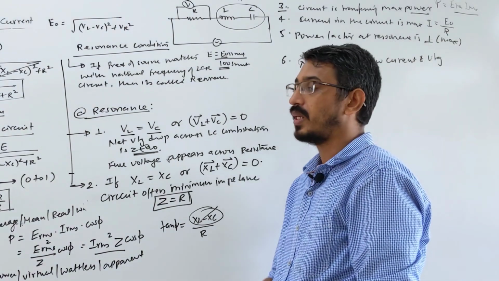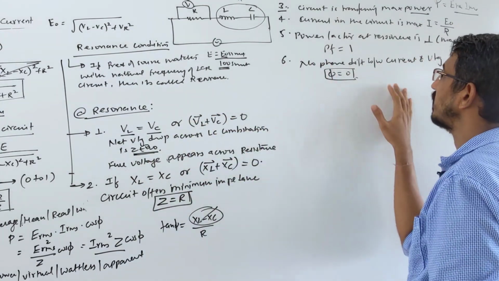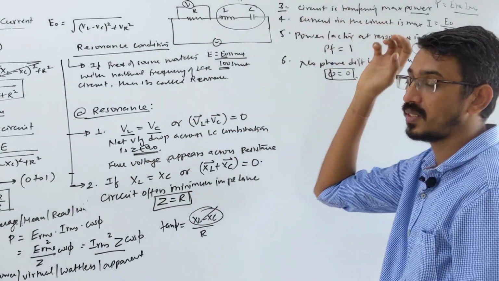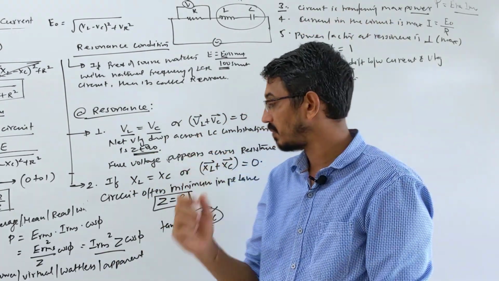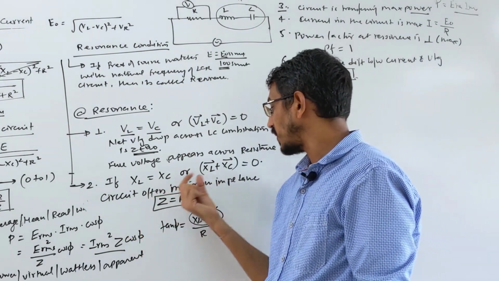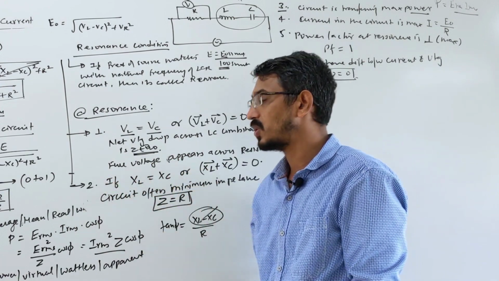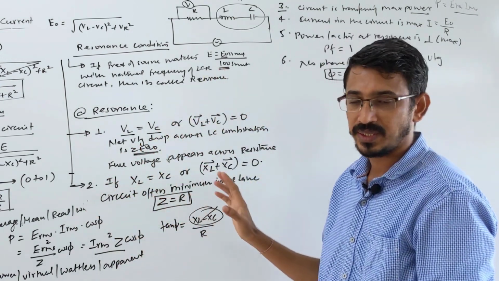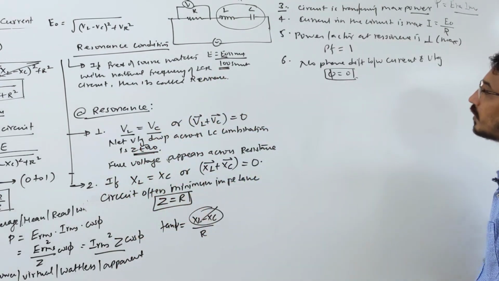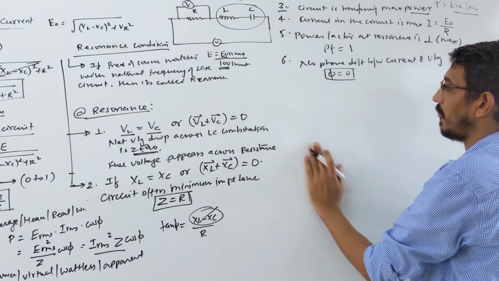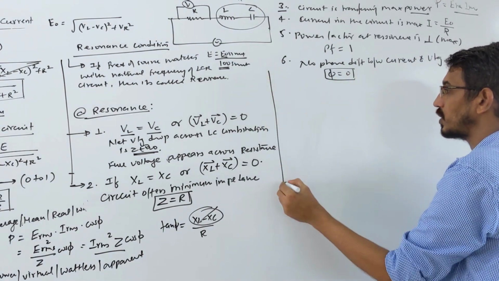Correct? So at resonance, what is happening? Current and voltage are in phase. Power factor is one. Current in the circuit is maximum. Power transferred by the circuit is maximum. The circuit offers minimum impedance. And XL is equal to XC, VL is equal to VC. So there are many ways to identify your resonance. Correct? Okay.